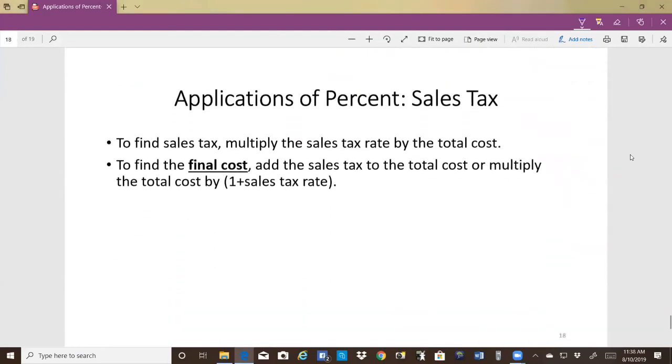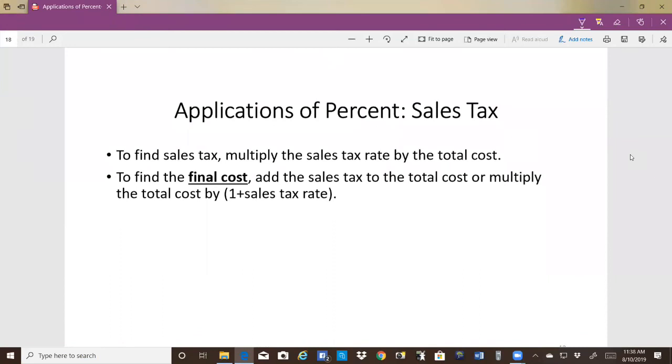Now, very often, in fact, I don't know of a single state that doesn't have sales tax. And very often you have state sales tax, local sales tax, and sometimes even county sales tax. To find the sales tax, you multiply the sales tax rate by the total cost. To find the final cost, you add the sales tax to the total cost or multiply by 1 plus the sales tax rate.